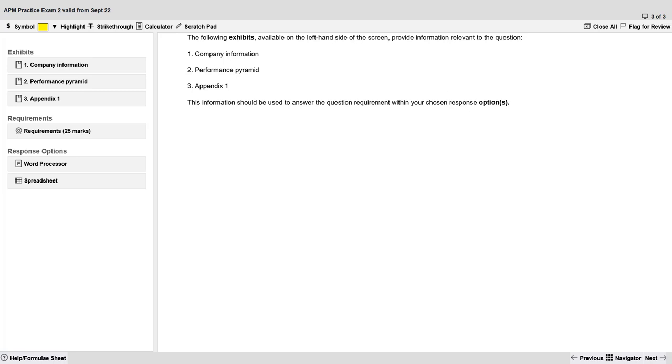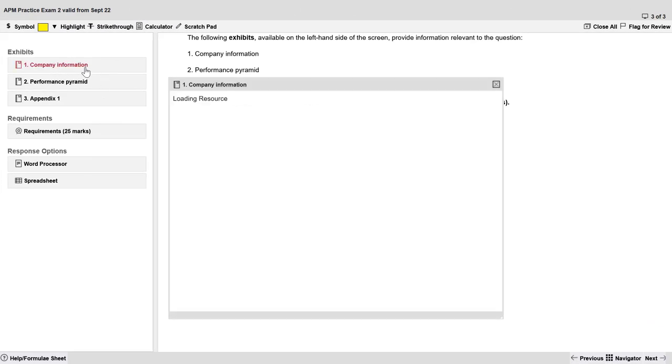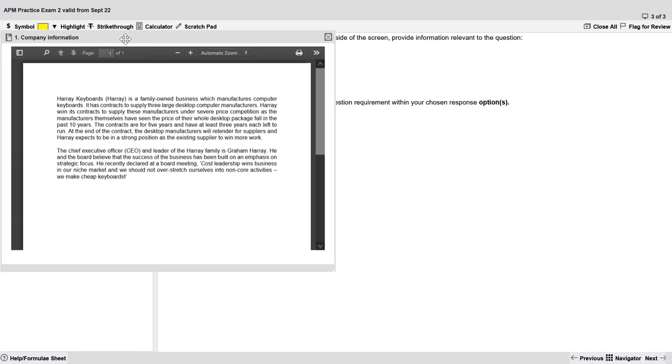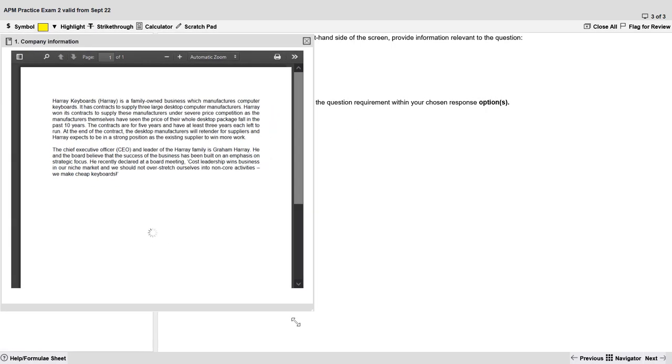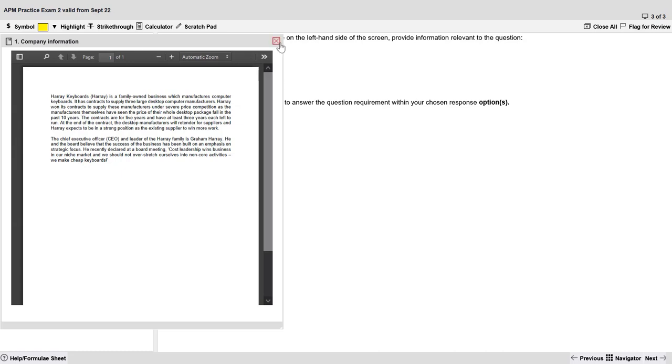In the real exam, you will have a timer here on the upper right. And if you've been managing your time effectively, you should have about 45 minutes for this question. Let's open Exhibit 1 and park it on the left, and let's have a quick read of the first paragraph. Let's just have a quick scan. And we learn about the Harray Keyboard Company. It's family owned. It's a business to business organization, and they make keyboards. I can now close this for a second.